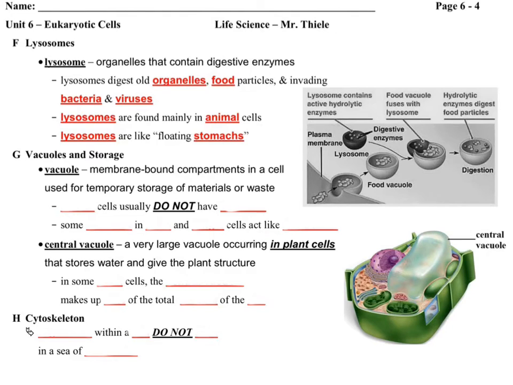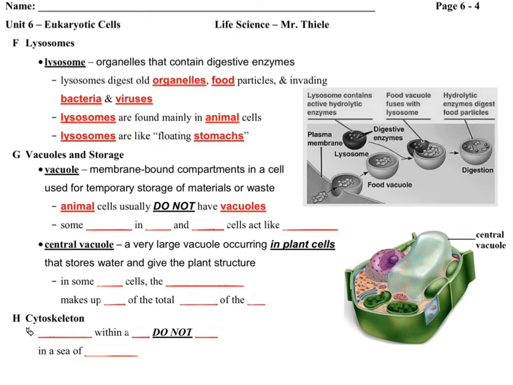Prey will be brought into the body, and a lysosome will fuse with a food vacuole that holds that prey and then digest it within the body of the amoeba. All right, so I just mentioned a word, vacuole, which we haven't talked about yet, but this is the next organelle we will look at. Vacuoles are membrane-bound compartments, like all these other organelles that we have talked about in this unit. They're in a cell, and they're used for temporary storage of materials or waste.